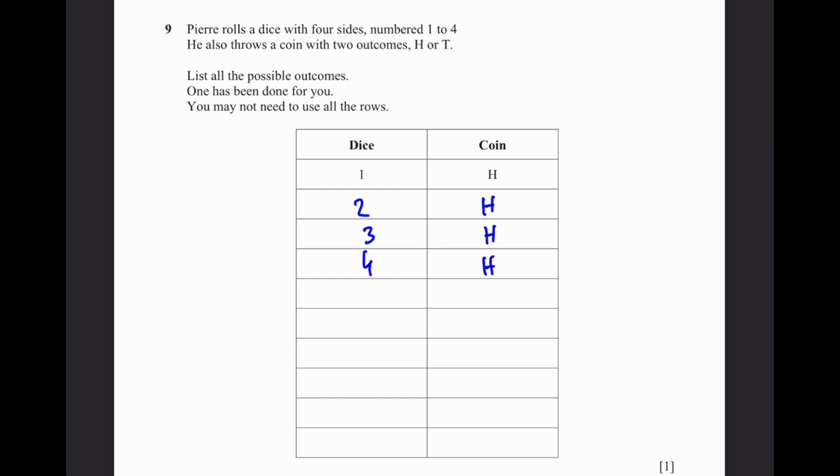So now we go to tails. So we'll have another 4 tails because there are 4 values, 1, 2, 3, 4. And now, are there any more values after these? Because the dice has 1 to 4, coin has H or T. H and T are covered, 1 to 4 are covered in both of them. And that means that's the answer.